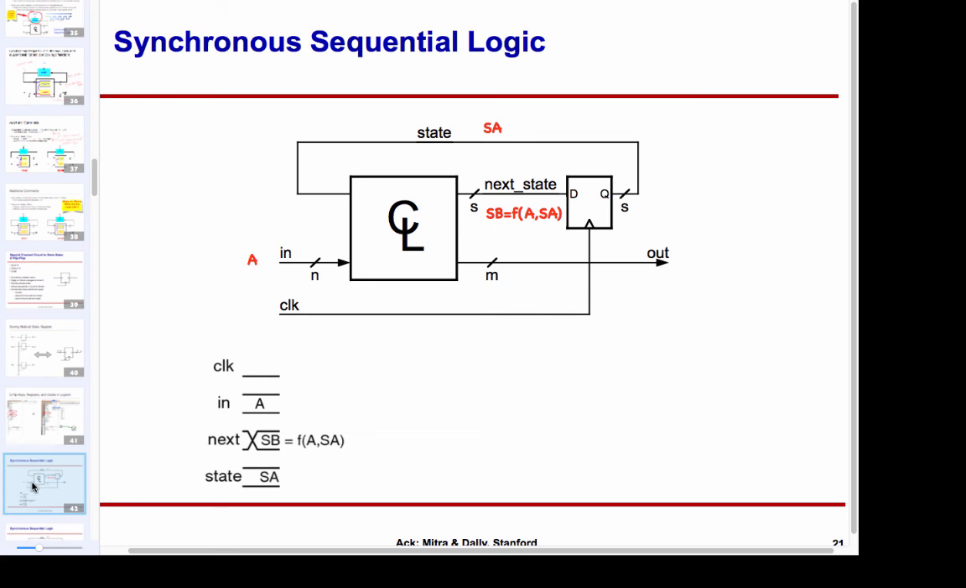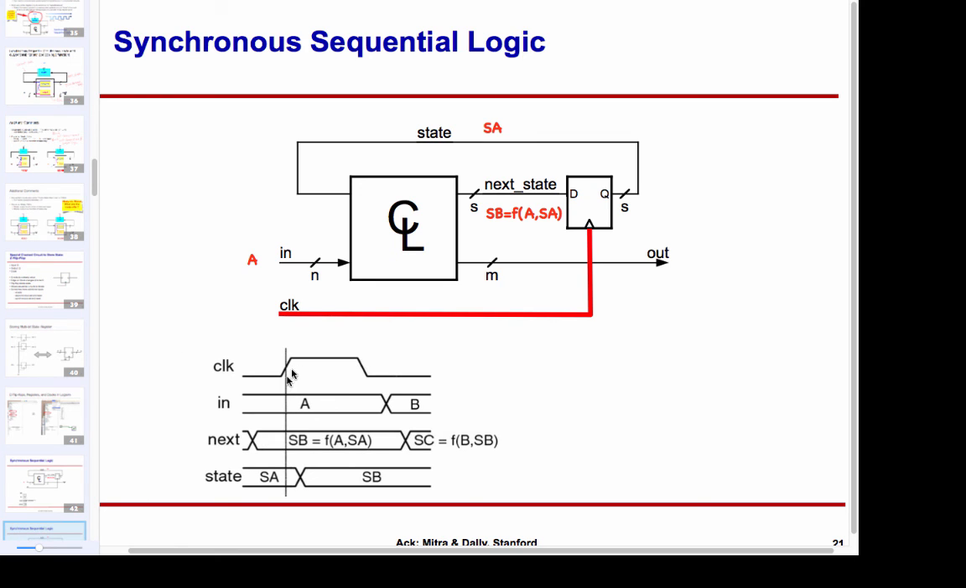Now a clock tick comes. So at the clock tick, this flip-flop is going to read its input. This input is SB. And as a result of that, after a tiny bit of delay, the output of this flip-flop will become SB. So if I look at the clock out here, this clock tick came, and after a tiny bit of time, the state became SB out here. Because at the clock edge, the flip-flop read its input, which was SB, and dumped it onto the output.